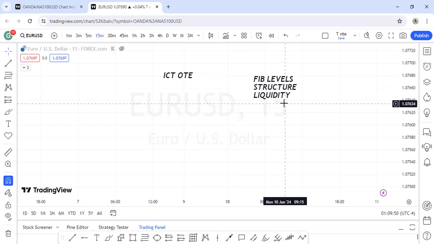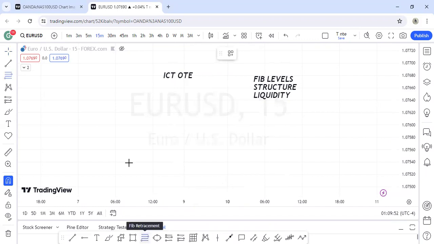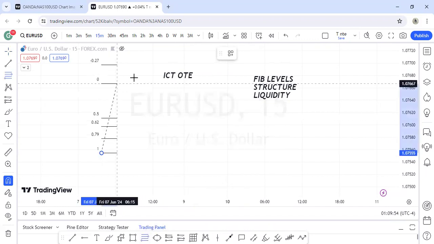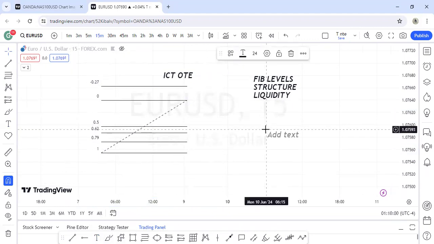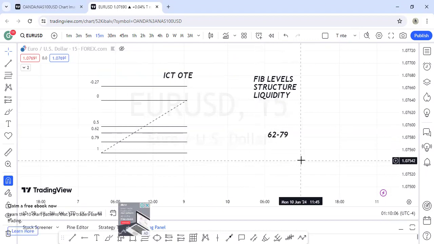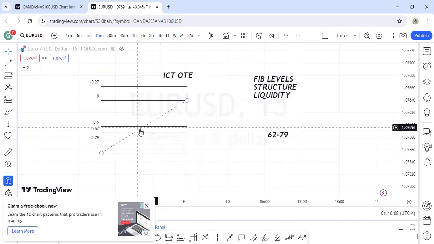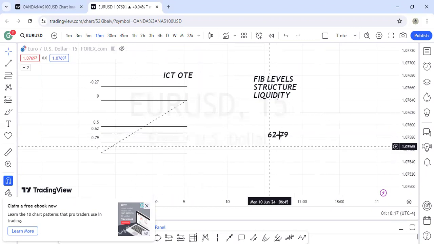When we are referring to ICT OTE, we're basically using our Fibonacci tool. This is my fib tool. The levels we pay attention to are the 62% level towards 79. Once you bring your fib level, you simply customize it the way I have. You can see the 50 level, which is equilibrium, the 62% level, which is the OTE, and 79.